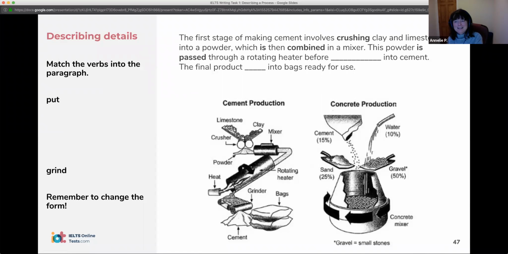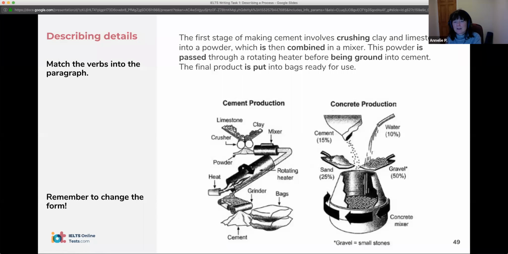We've got to think about our irregular past tenses here, guys. Grind is irregular. Okay, very good, thank you. Being ground into cement. And then finally, the final product is put into bags, ready for use. Very good, Richie, Constantinos, perfect.